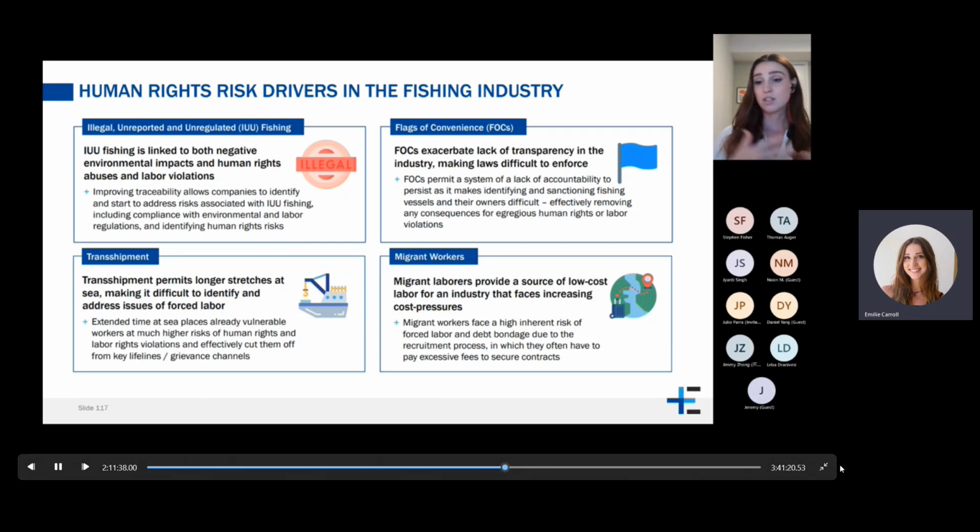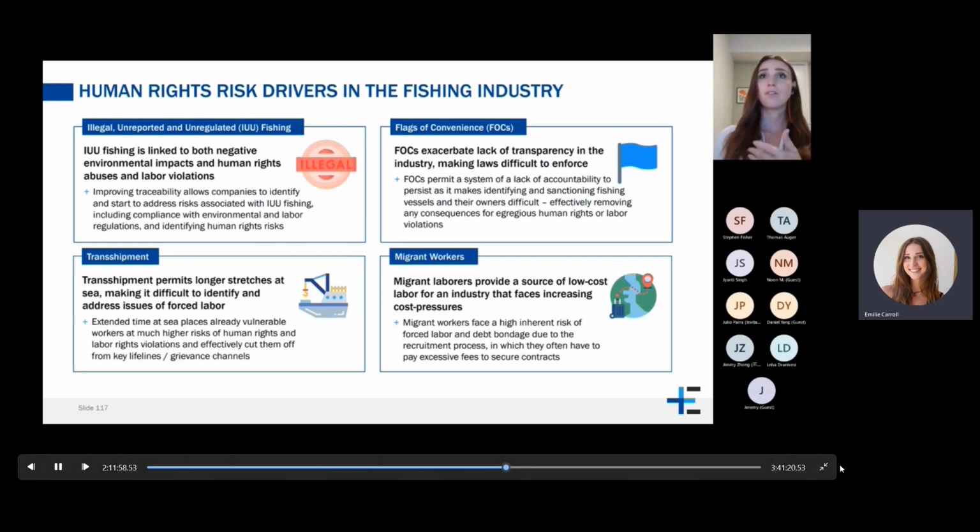And really the risk there is just that these vessels are out at sea for most of the year. They're out there far from view of enforcement of any kind. And there's been a lot of known cases where transshipment vessels have been an issue for human rights abuses as well. And then last but not least, migrant workers.